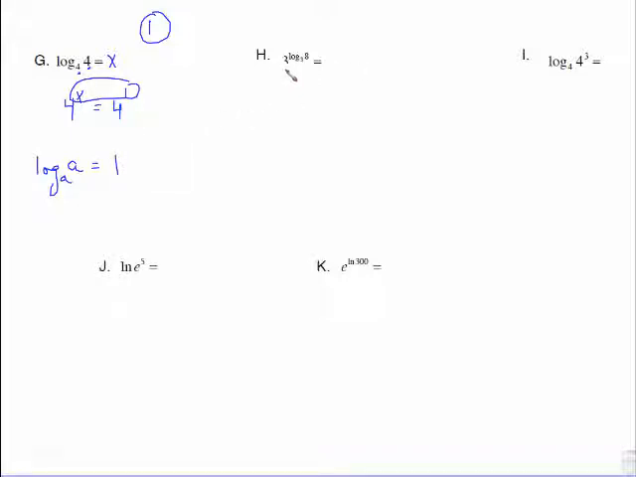Another identity, 3 to the log base 3 cancels out. All you get is 8. Same thing here, log base 4 of 4 to the 3rd cancels out. You get the 3. Now when you're dealing with ln e to the 5th, the ln and e cancel, and you get 5. Same thing in this format, e to the ln of 300 cancels, and we get 300.